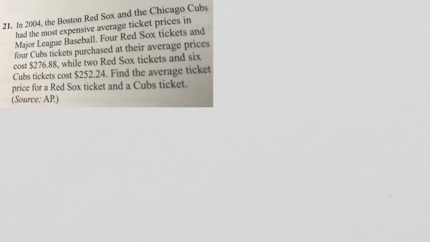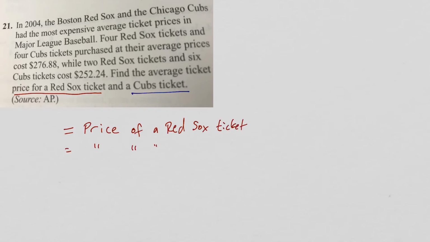All right, when you read through this problem, ultimately what they're asking you to find is the price for a Red Sox ticket and for a Cubs ticket. So let's make our heading. The right-hand side is equals the price of a Red Sox ticket and the price of a Cubs ticket. We'll call this R and we'll call this C.